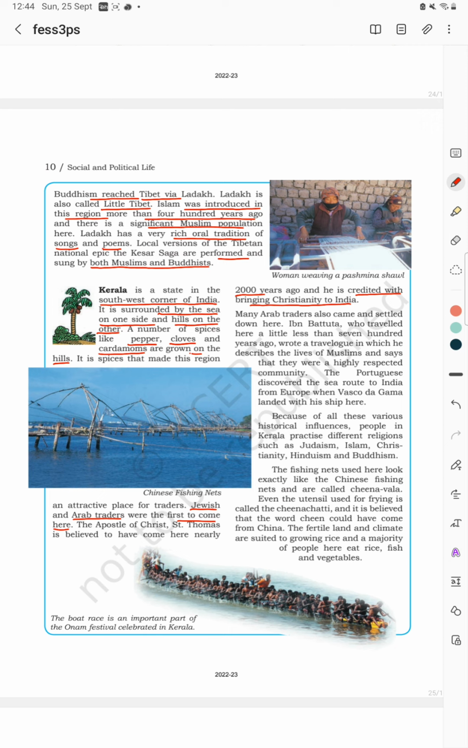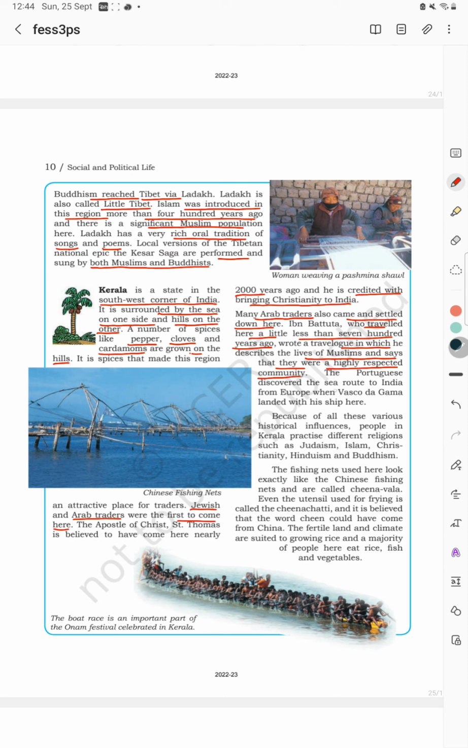Like Ladakh, where Muslims were introduced around 400 years ago, here Christianity was introduced around 2000 years ago in Kerala. So, many Arab traders also came and settled down there. Ibn Battuta, who traveled here a little less than 700 years ago, wrote a travelogue in which he describes the lives of Muslims and says that they were a highly respected community.